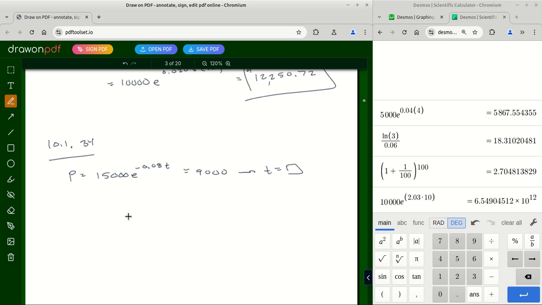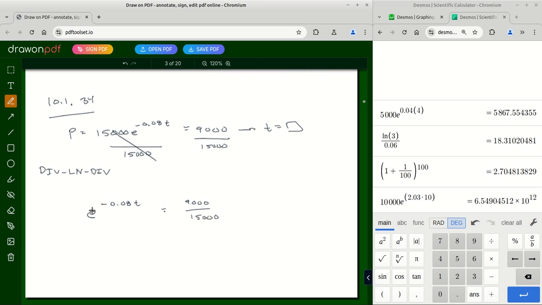So what we're going to do is the divide ln divide strategy. This is a tried and true method to get this thing done. I'm dividing by the 15,000 on both sides. The rest of this problem we've technically already seen, but I just want to make sure that you understand what's going on. How do I get rid of the e? I ln both sides.